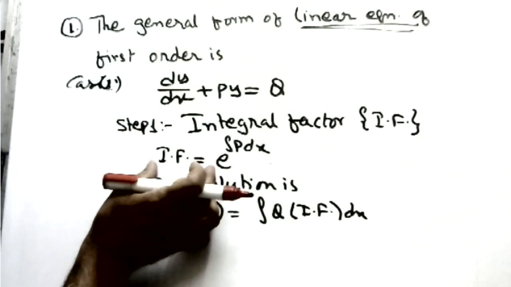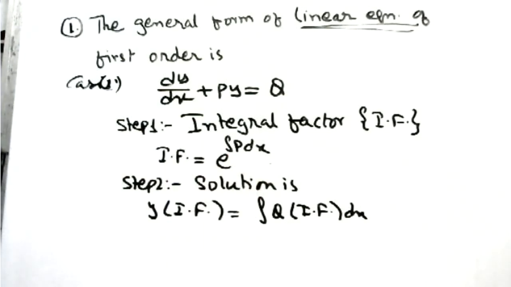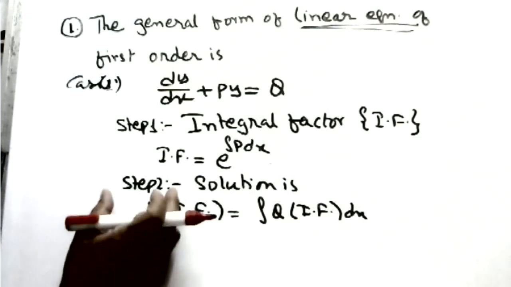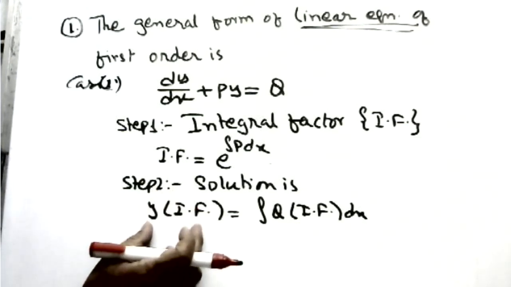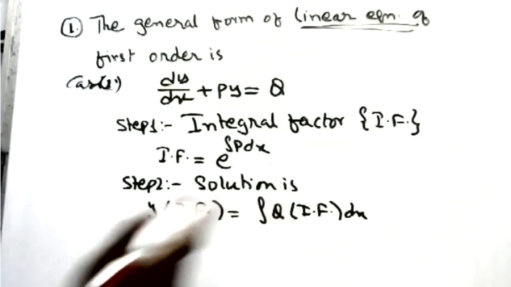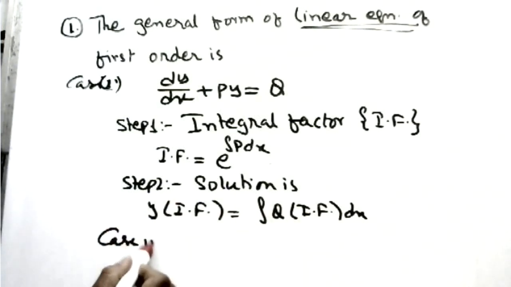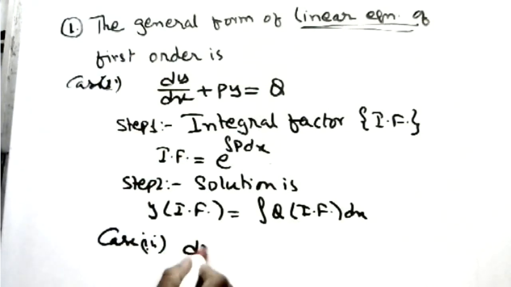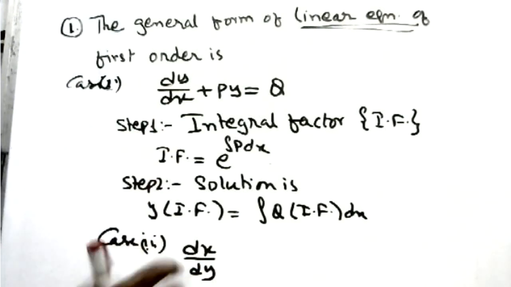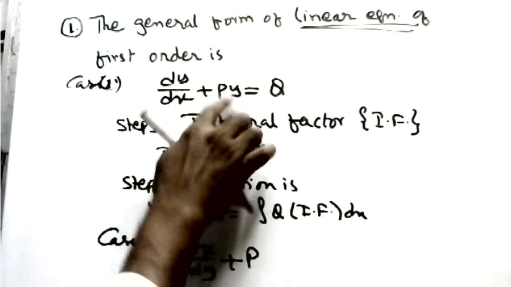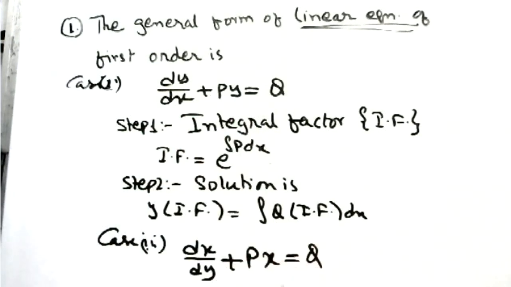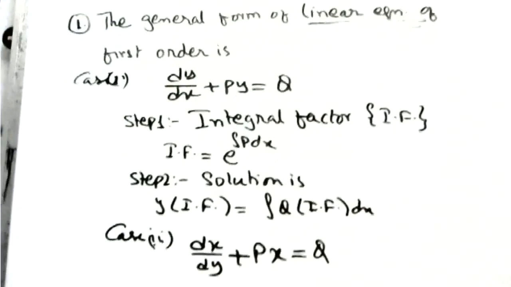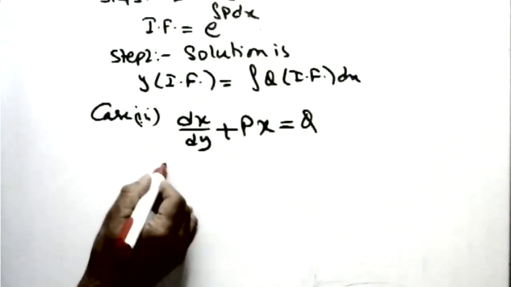The first step to solve this differential equation is to find the integral factor. Its formula is e to the power of integration p dx. The second step is the solution: y into integral factor equals integration of q into integral factor. Sometimes the differential equation is not like dy by dx, but reverse, like dx by dy plus px equals q. Rarely we get it like this.